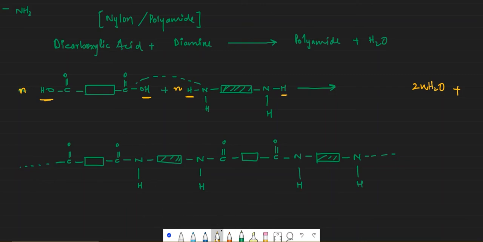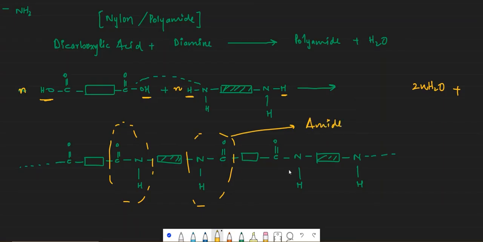This linkage, this CONH, this linkage is called amide linkage. Since it is repeating again and again, that's why the structure is known as polyamide. Okay, and it's also commonly known as nylon. We know that nylon is used in clothes and stuff like that. You're already familiar with it.